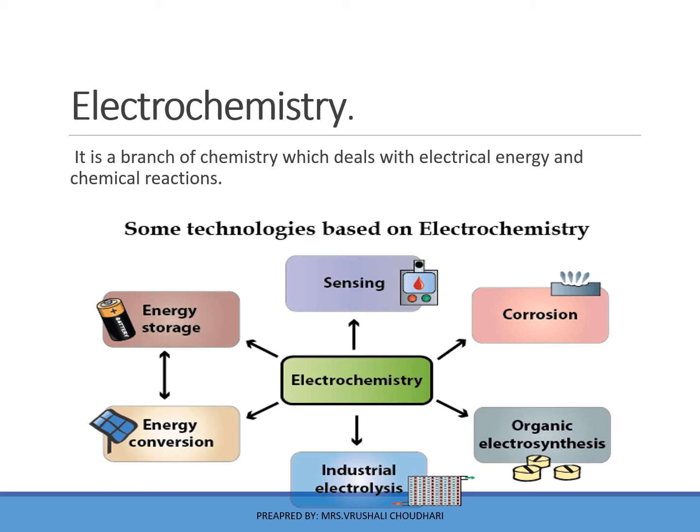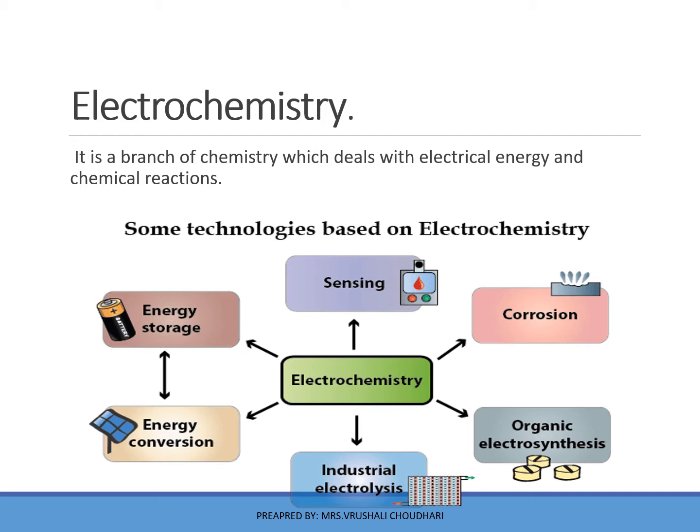Electrochemistry is a branch of chemistry which deals with electrical energy and chemical reaction. When electrical energy passes through any solution, some chemical reaction takes place. Or when a chemical reaction takes place, some electric current is produced. That branch of chemistry is called electrochemistry.